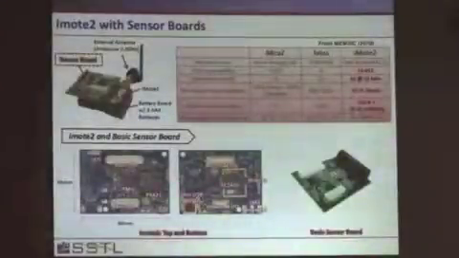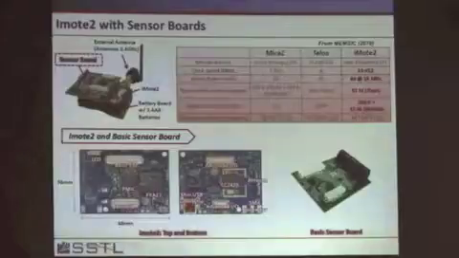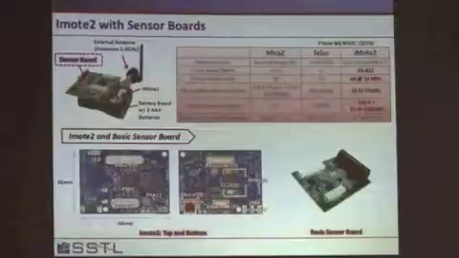In about 2004 or 5, there was a fellow, Ralph Kling. He was one of the graduates from our department. He worked at the Intel Research Laboratories. And he visited and he told us about the iMote that they were developing.